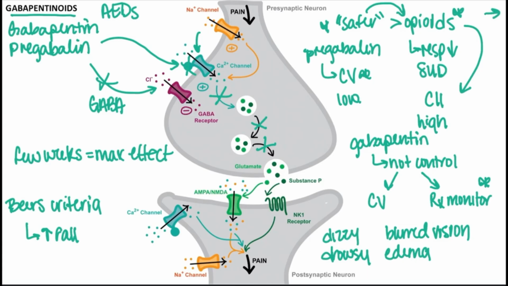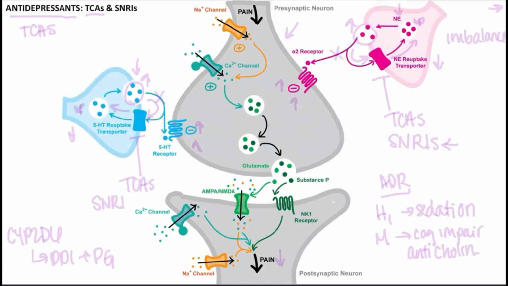The next two classes of adjuvant analgesics are both classes of antidepressants. And we will first start off by discussing the relatively older class of agents known as the tricyclic antidepressants, or the TCAs. And these are going to be things like amitriptyline, nortriptyline, and desipramine.